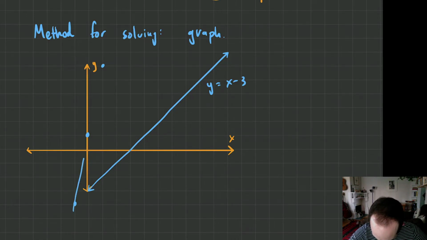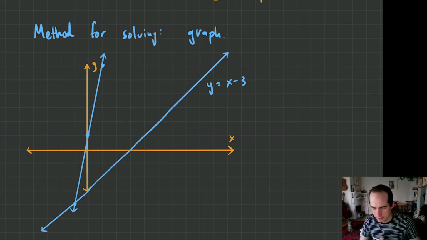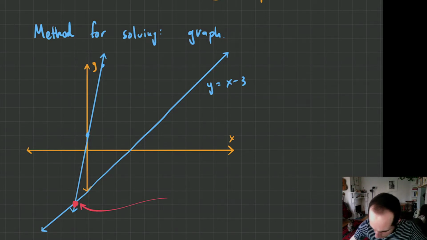Okay, so here is this line. You can see I didn't quite extend this first one long enough, so I'm going to erase part of it and keep going, and then you can see where they intersect. So this point of intersection right here, this is what we would call a point of intersection.